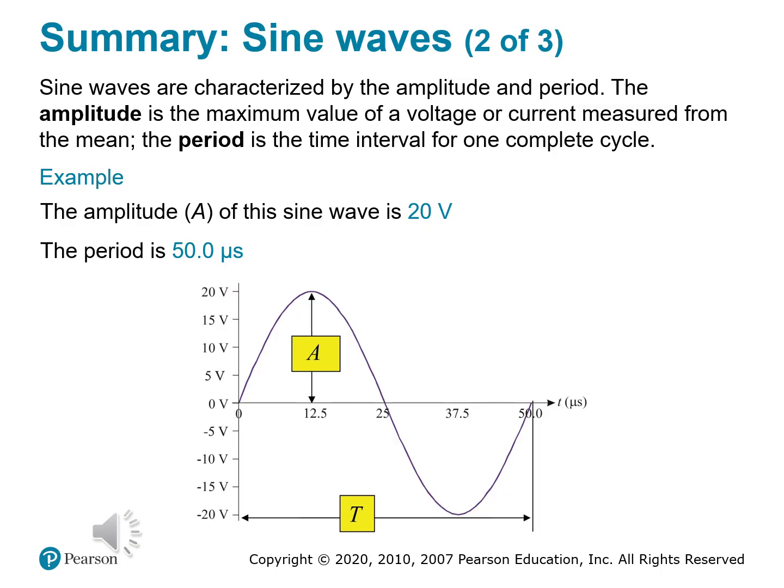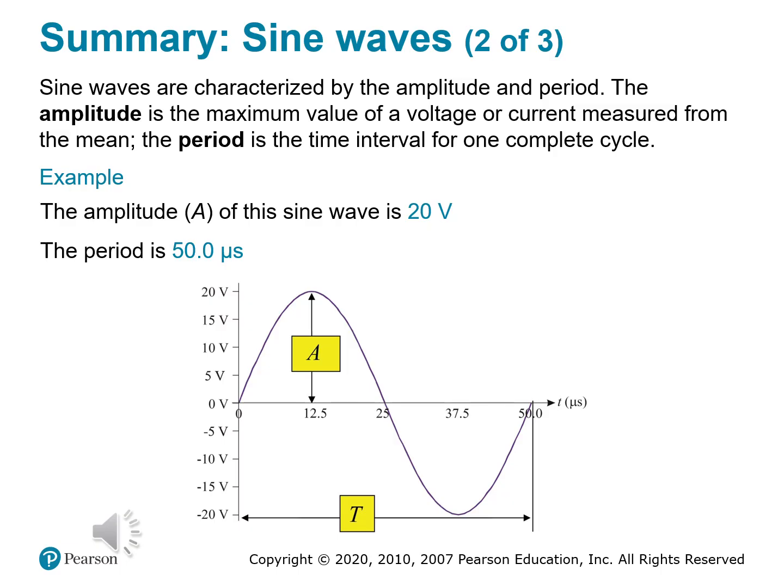Amplitude, represented by A, is the maximum value the voltage or the current reaches. And we measure that from 0. Think of it as the height of the wave. So in this example, the amplitude is 20 volts, which means the wave oscillates from plus 20 volts to negative 20 volts. And the energy in the signal, well, it lives in this height.